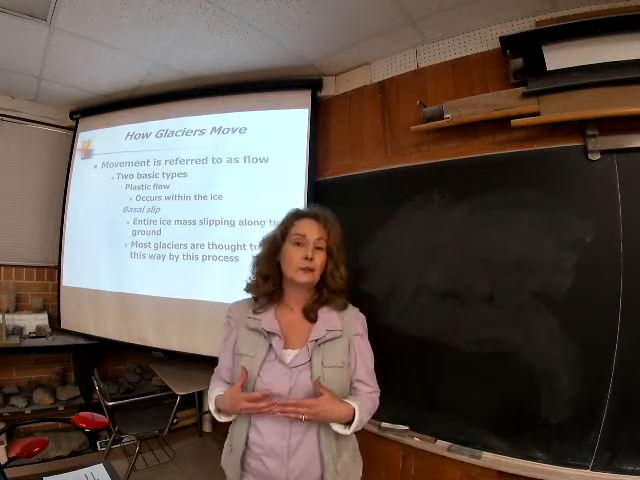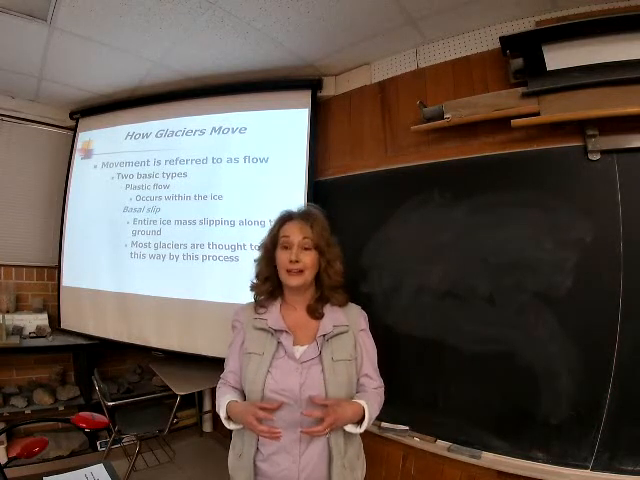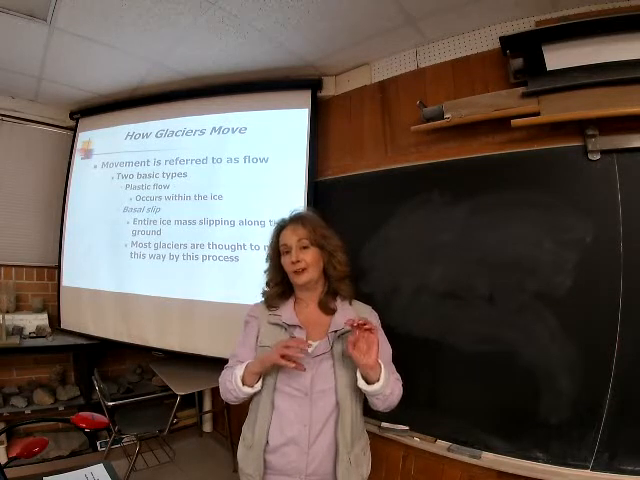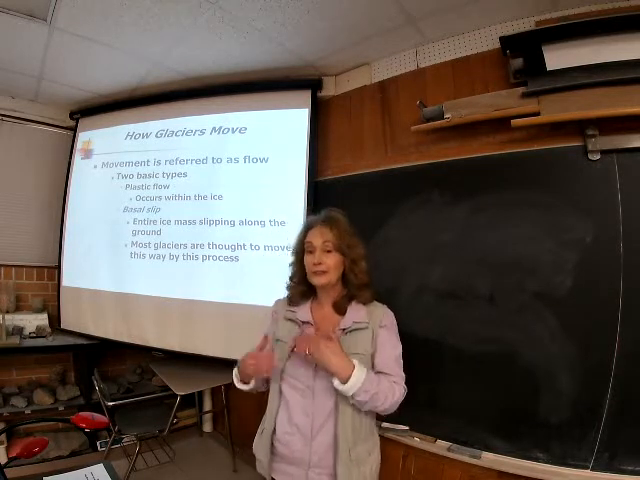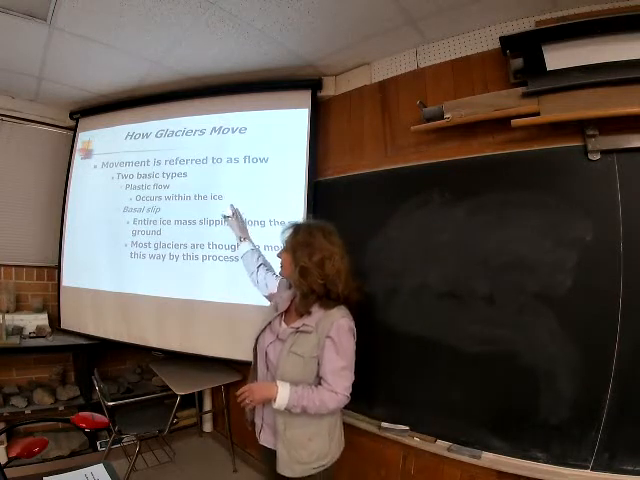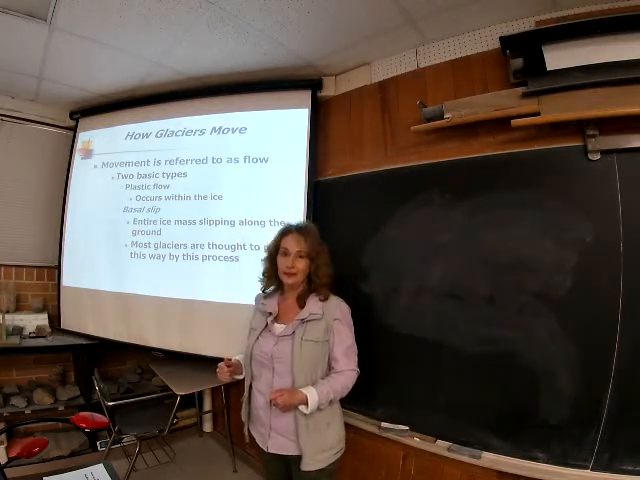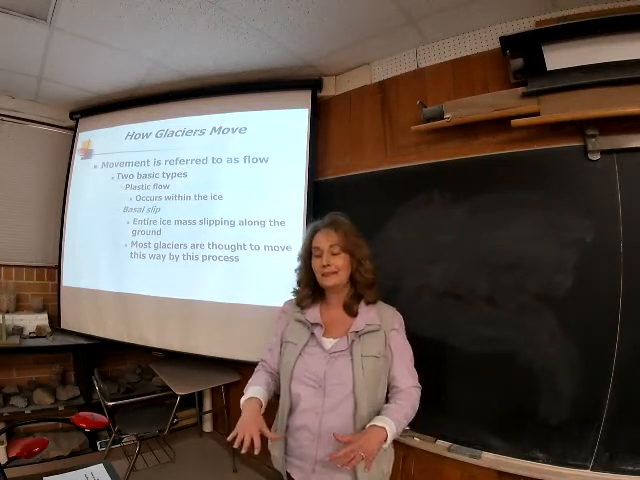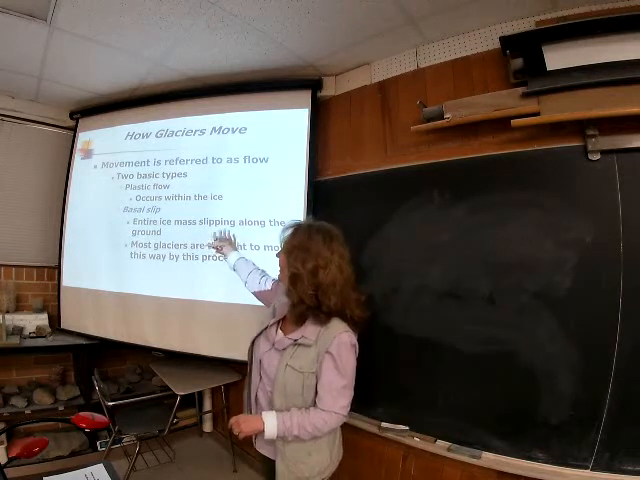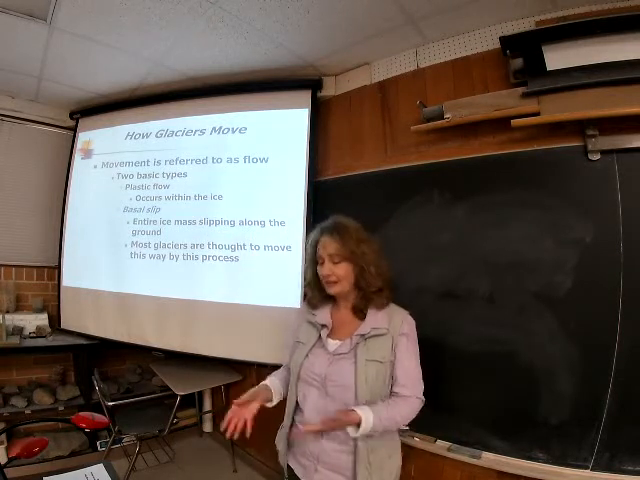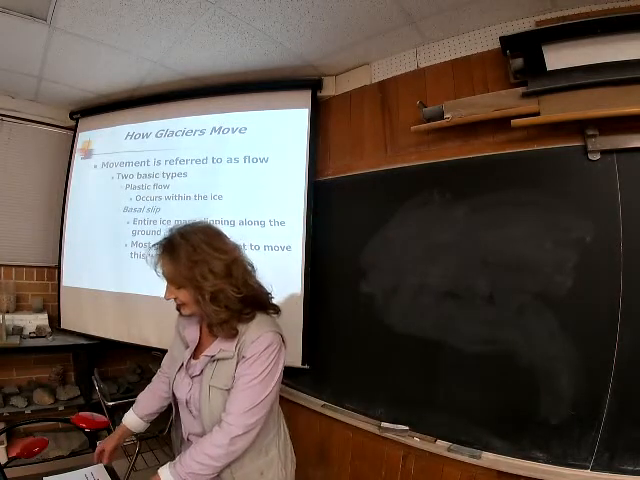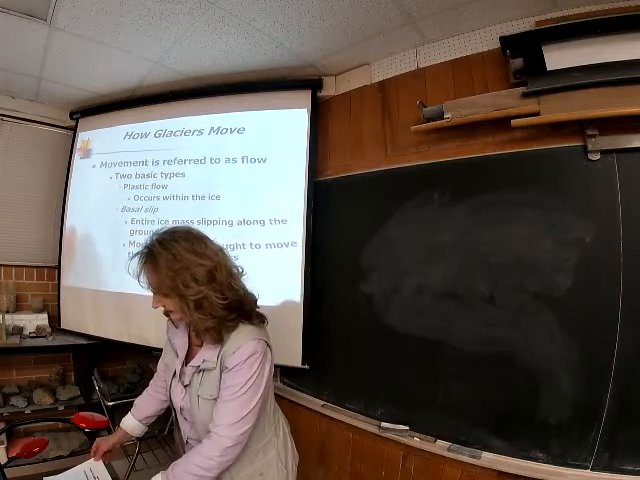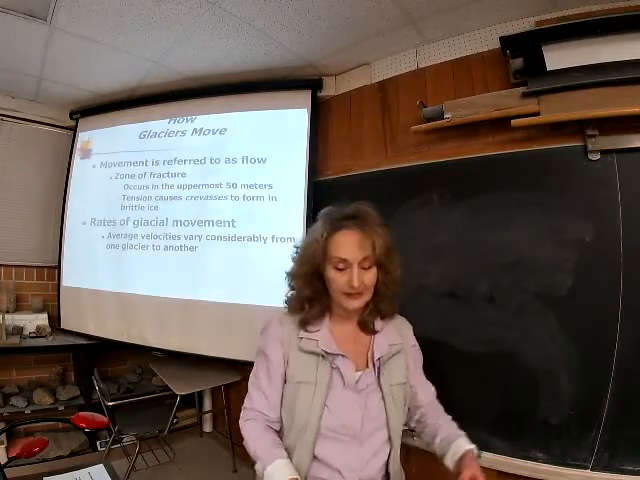There's so much pressure, because these are very, very thick masses of ice, that internally there's enough pressure that it will cause the ice to flow. So this is happening within the glacier itself. It's called plastic flow. The basal slip happens at the base. The basal means the base of it. So the entire ice mass is slipping along the ground. Most glaciers are thought to move by this process, the basal slip.